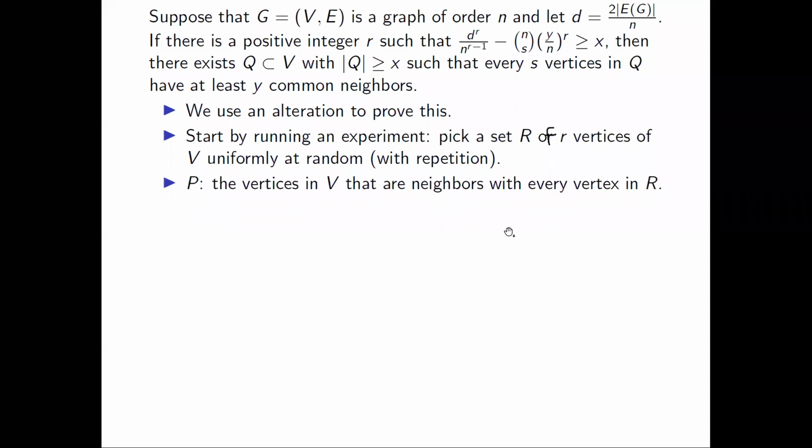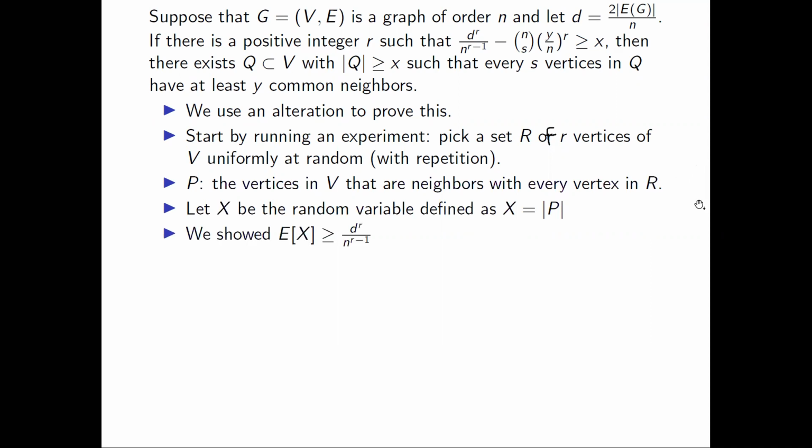We define P, big P, as the vertices in our vertex set V that are neighbors with every vertex in R. We define the random variable big X as the cardinality of P. And we showed on the last slide that the expectation of X is at least d to the r over n to the r minus 1, where again, d is defined up here as 2 times the cardinality of the edge set of G over n, n is the order of our graph G, and r is this positive integer for which we have this inequality.